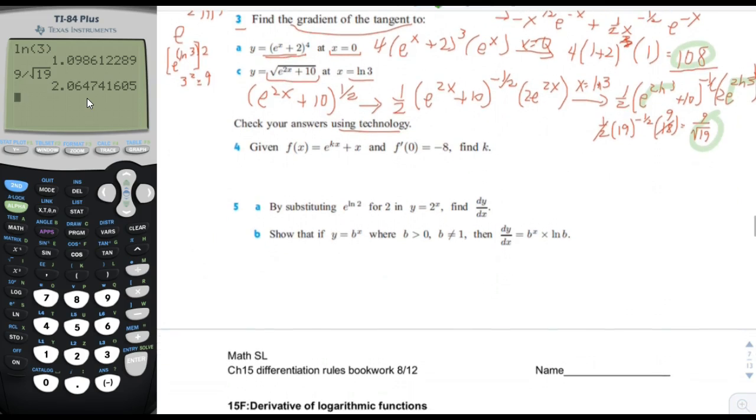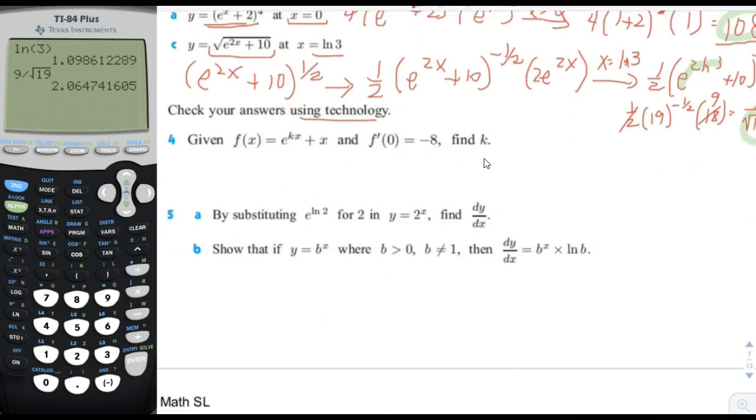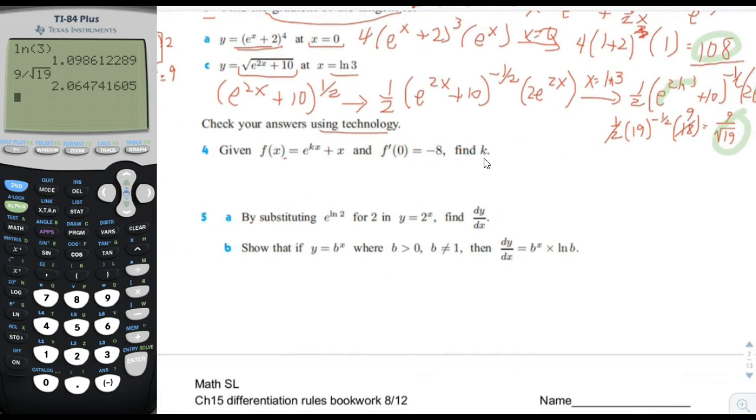All right, number 4. Given that this function is e to the kx plus x and f dash 0 equals -8, find k. Now this is just a giant algebra problem. So first, it says if you take the derivative of this and plug in 0 and set it to -8, then we want to find out what the value of k is. So let's take the derivative of this first. Remember, k is not a variable, k is a constant, so treat it just like a number.